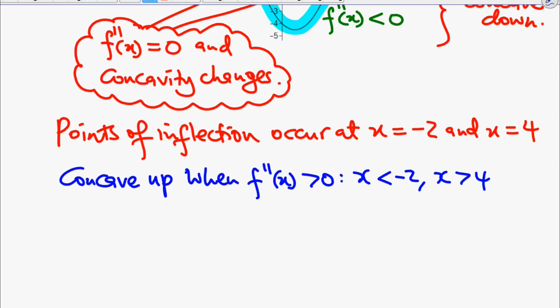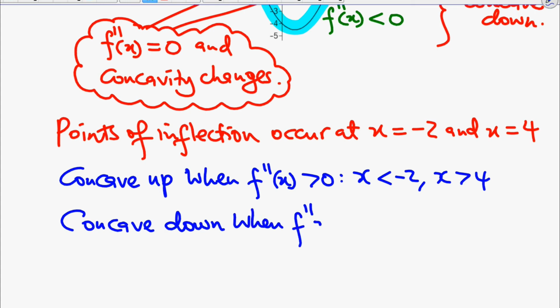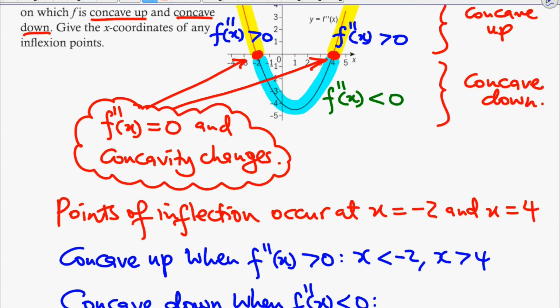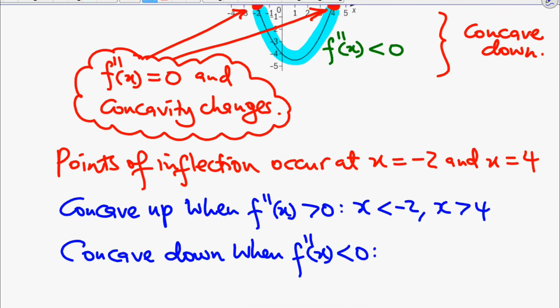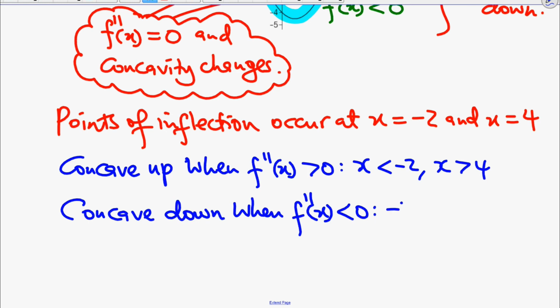Concave down when the second derivative is less than 0. And if you look in the diagram, where is the second derivative less than 0? That will be between -2 and 4.